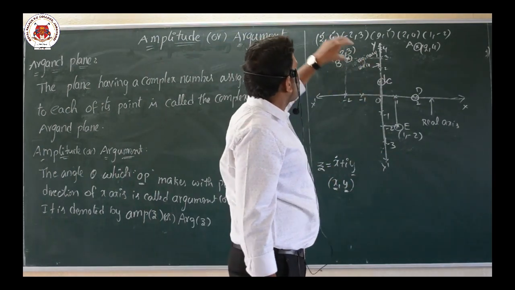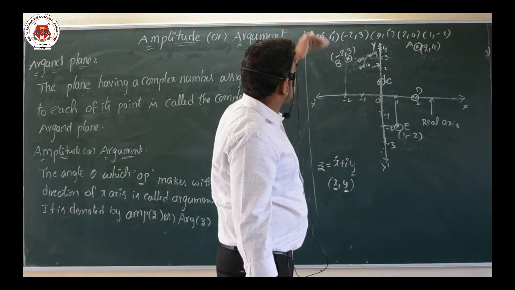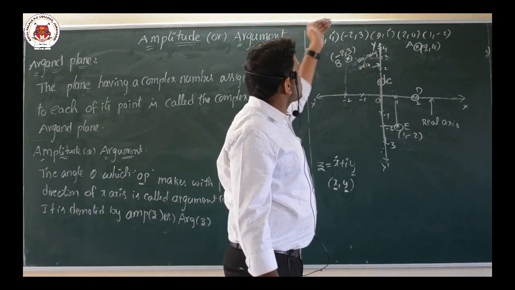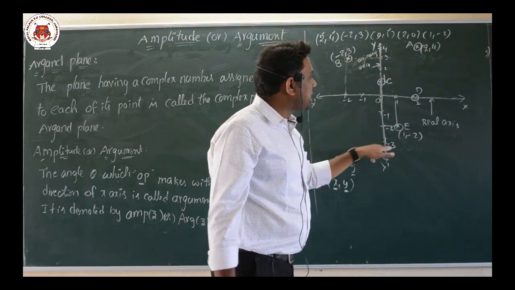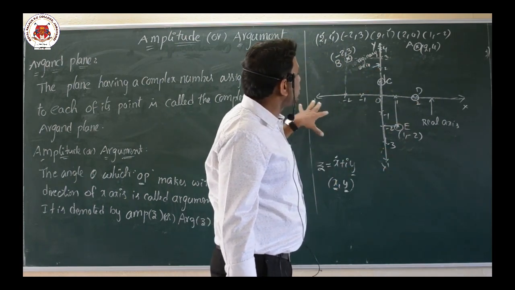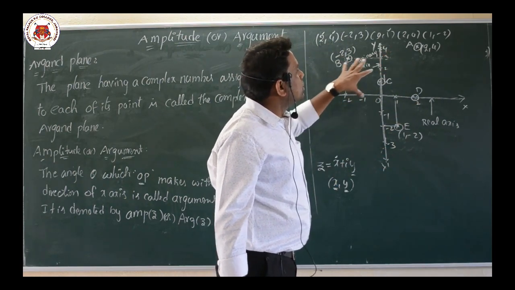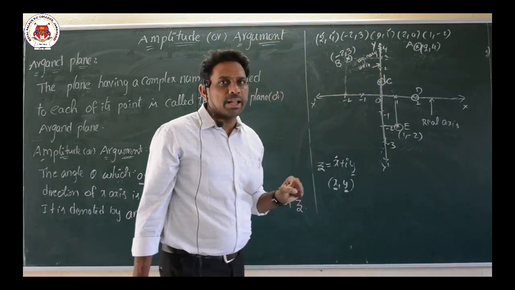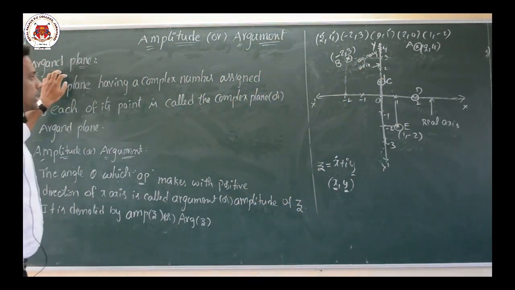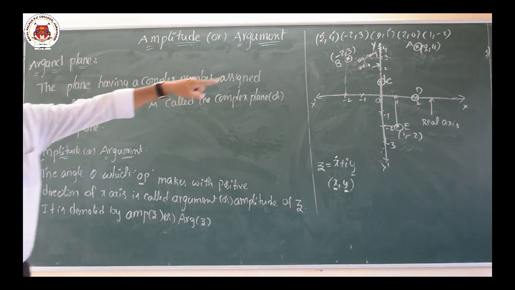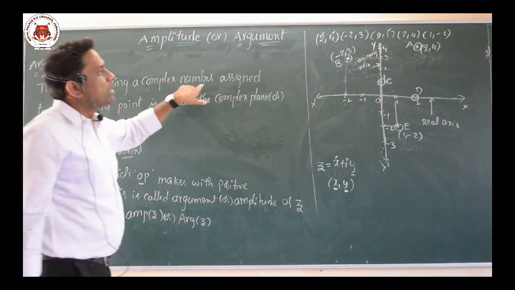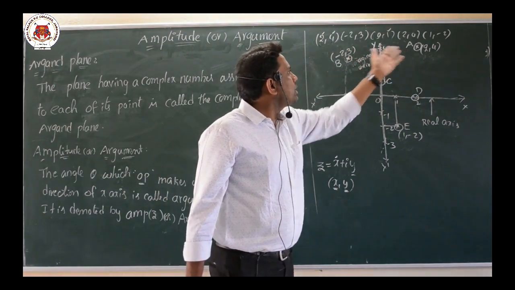In this plane, one by one, I am plotting the corresponding complex number points here. So 2 comma 4, like this I plotted A, B, C, D, E. Now this is the plane which is assigning the complex numbers. So this plane is called the complex plane or Argand plane. Children, this is the definition and explanation of the Argand plane. Once again, what is the Argand plane? The plane having complex numbers.